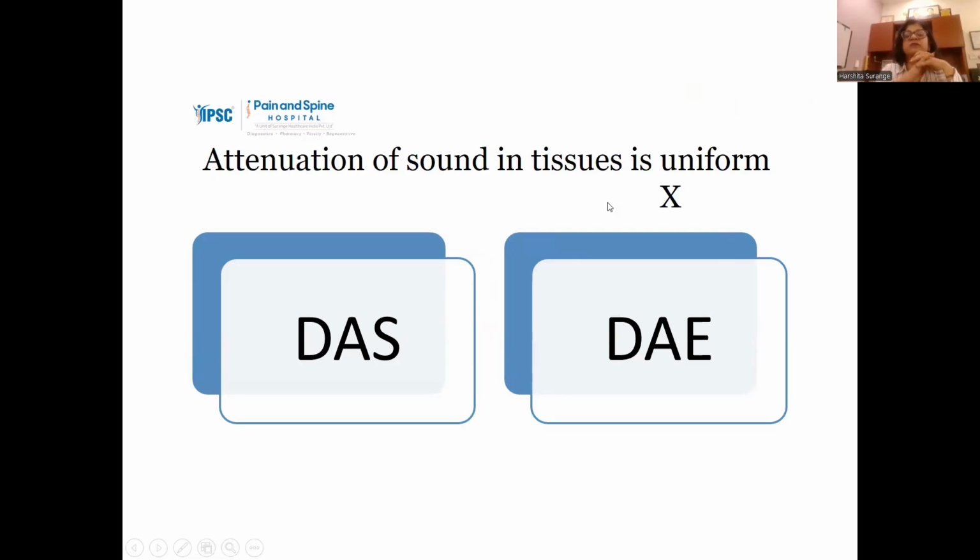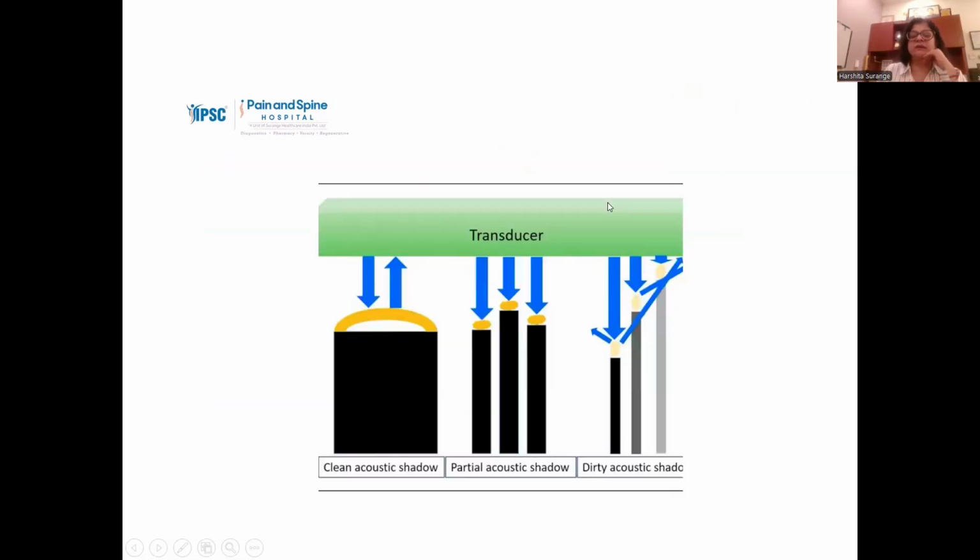So now we will discuss two more common artifacts, distal acoustic shadowing and distal acoustic enhancement. First, let's discuss distal acoustic shadowing. There are three types. One is when the shadowing occurs because of a clean reflector, a strong reflector, which the ultrasound beams hit and are reflected back. Then there could be, for example, a broken calcium deposition. This is partial acoustic shadowing: some shadowing occurs from this calcium, some from here, some from here.